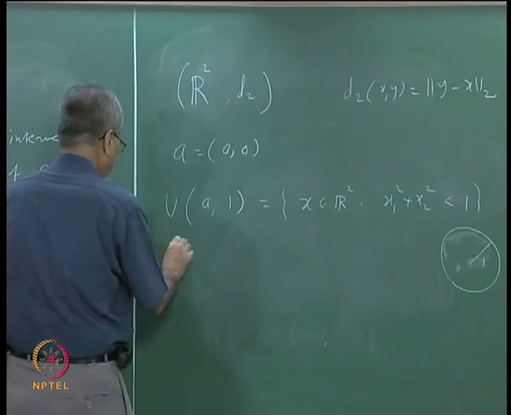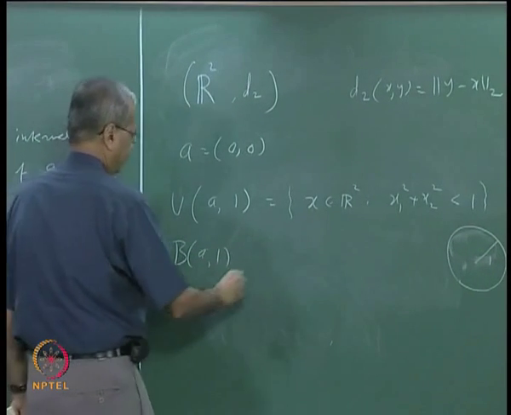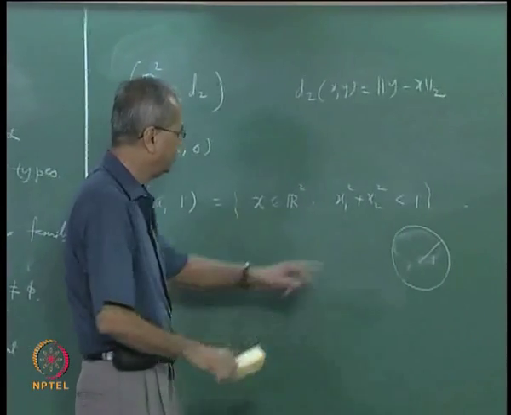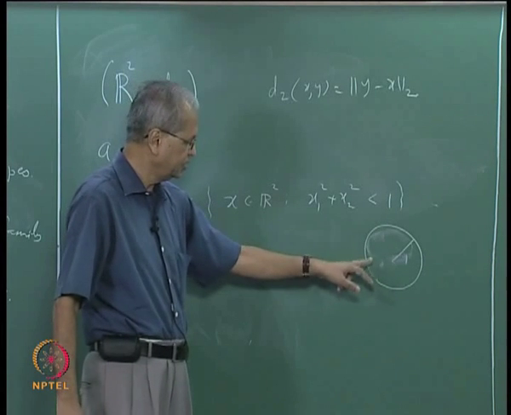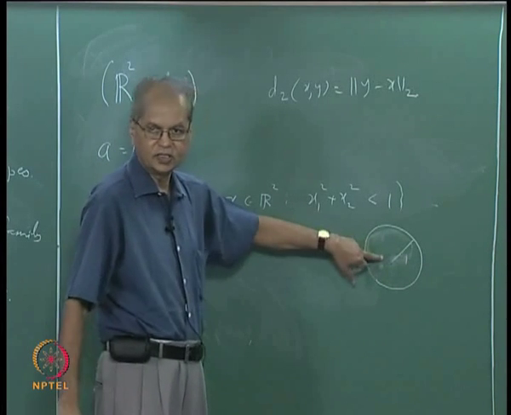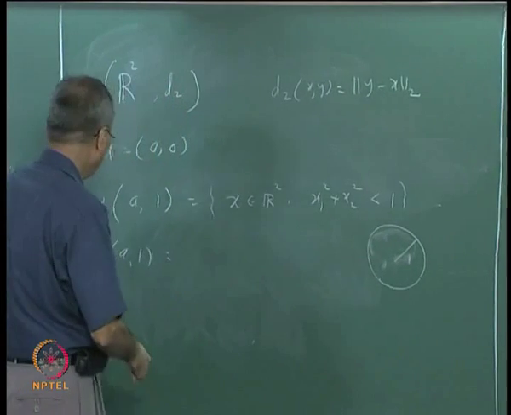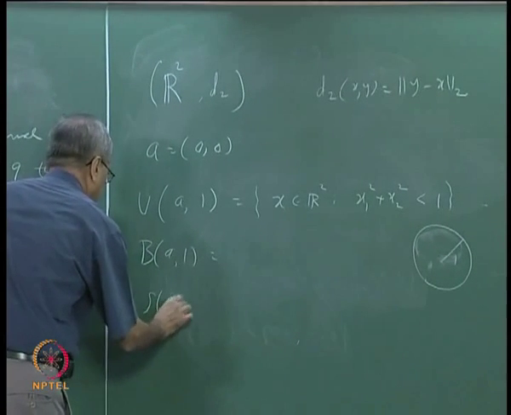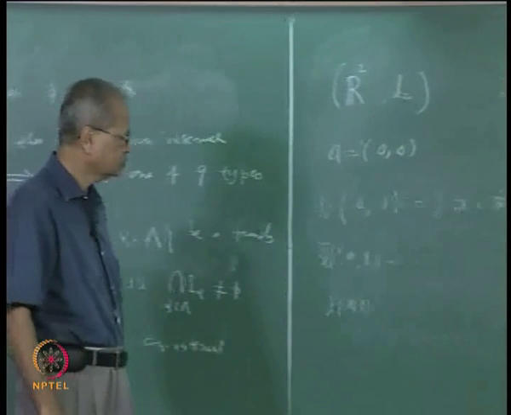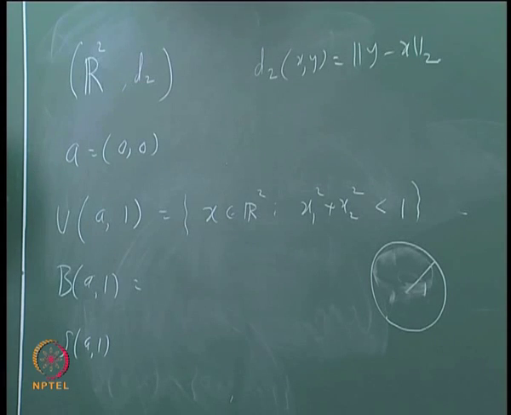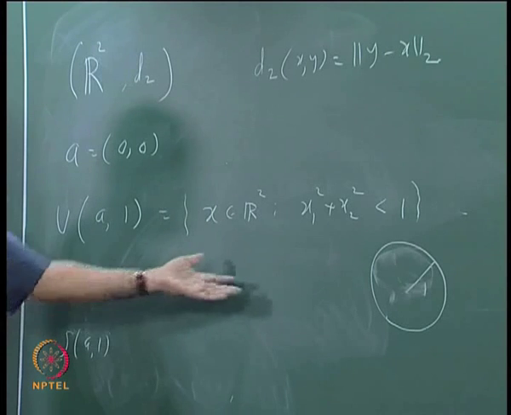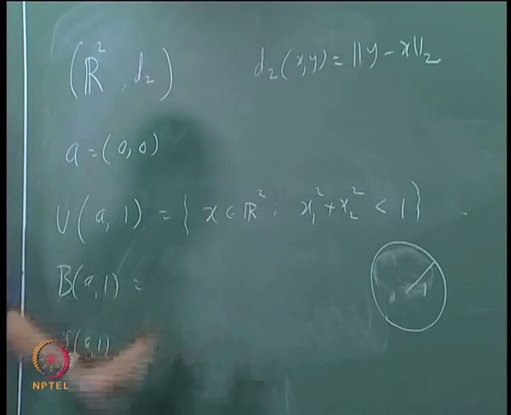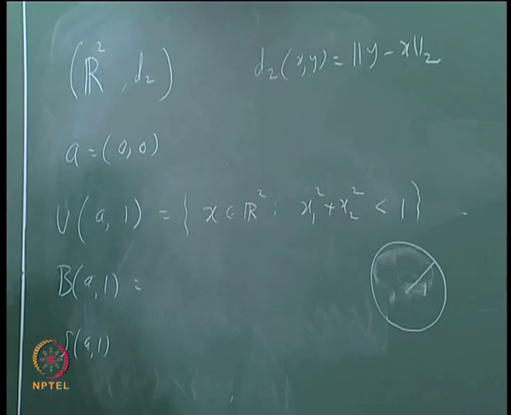And what is B(A,1)? Only thing here is that it will be less than or equal to 1, and that will be nothing but the region enclosed by the circle including the circle itself. And what will be S(A,1)? Now we want those points where the distance is exactly equal to 1, that is nothing but the circle, right.